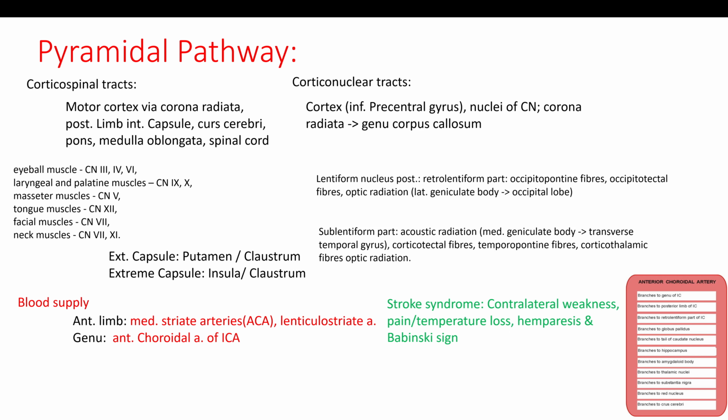On the right, we see some other branches of the anterior choroidal artery. We see branches to the genu, posterior limb, and retrolentiform part of the internal capsule, globus pallidus, tail of caudate nucleus, hippocampus, amygdaloid body, thalamic nuclei, substantia nigra, red nucleus, crus cerebri.